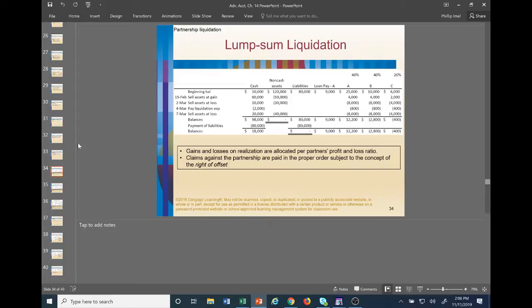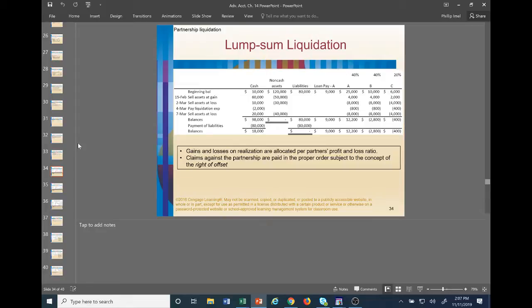Next, March 4th, we pay a liquidation expense of $2,000. Once again, allocated amongst the partners relative to their profit and loss percentages. On March 7th, we sold assets at a loss. We received $20,000. The non-cash assets were on the books at $40,000, so we incurred a $20,000 loss. Once again, allocate the loss to the partners relative to their profit and loss ratios.